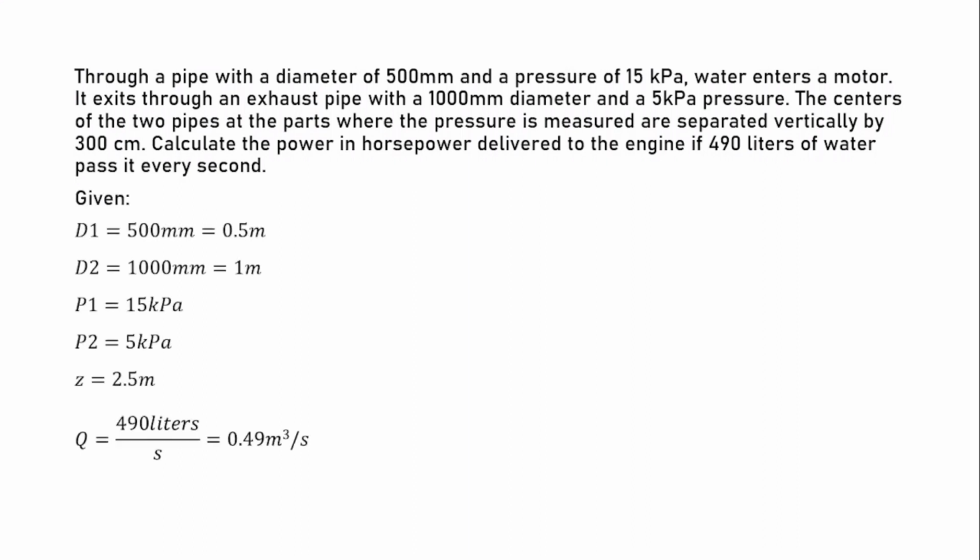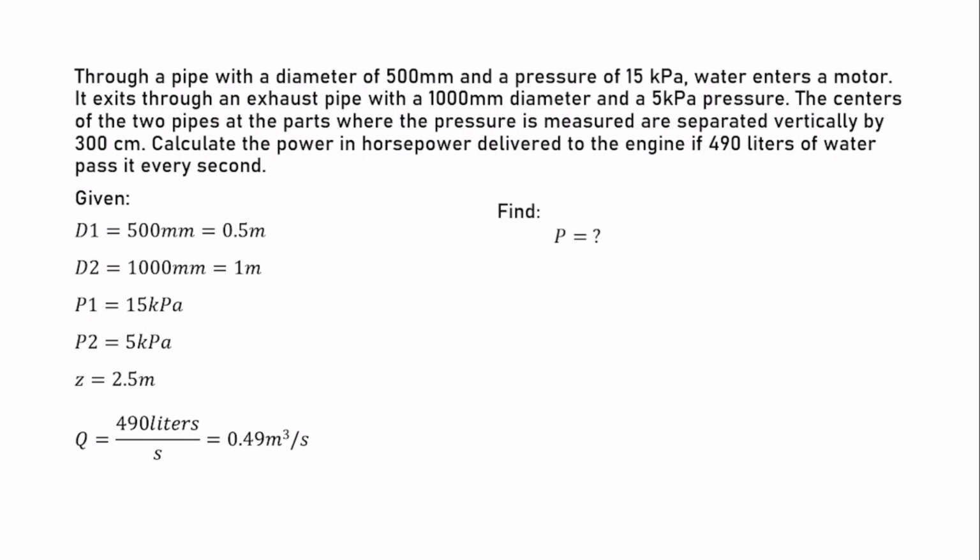Listing all the givens, we get diameter on section 1 equals 500 millimeters, which is also equal to 0.5 meters. Diameter on section 2 equals 1000 millimeters, also equal to 1 meter. Pressure on section 1 is 15 kilopascals. Pressure on section 2 is equal to 5 kilopascals. Z is equal to 2.5 meters. And Q is equal to 490 liters per second, which is also equal to 0.49 cubic meters per second.